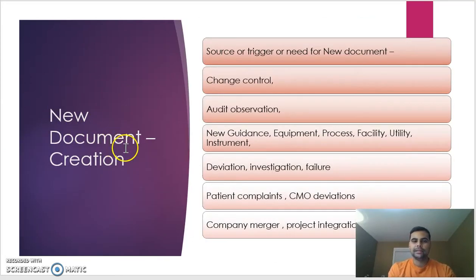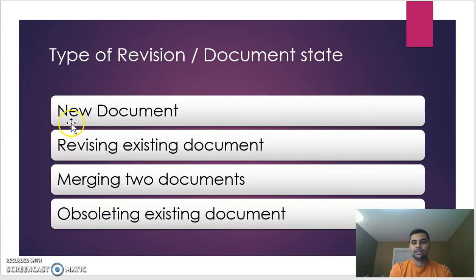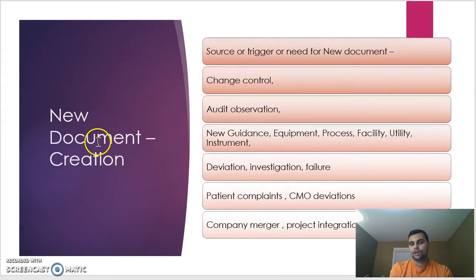Then new document creation steps. Let's discuss how a new document is created. I mentioned there are different types of revisions: new document, revising an existing document, merging two documents, obsoleting an existing document. So now let's discuss the new document.